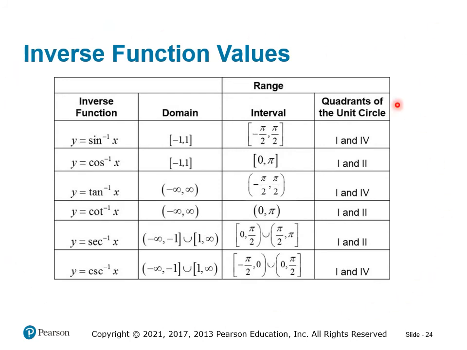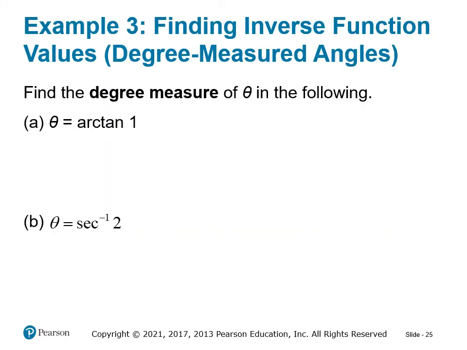To me, the biggest thing about this chart is remembering the quadrants that each thing is in. Okay, sine, cosecant, and tangent: 1 and 4. Cosine, cotangent, and secant: 1 and 2. This is really important when you're solving problems with inverse trig functions.